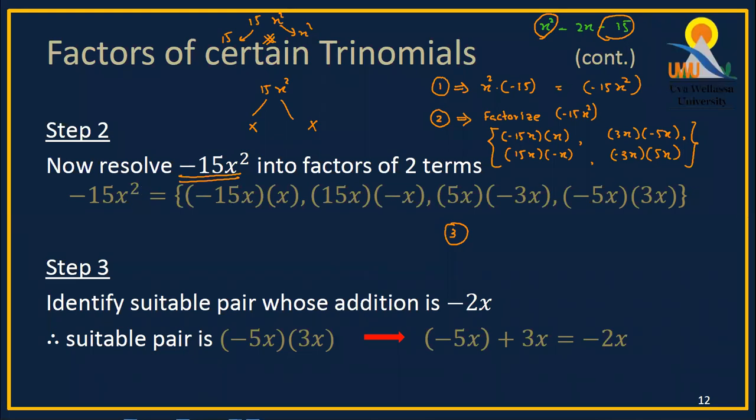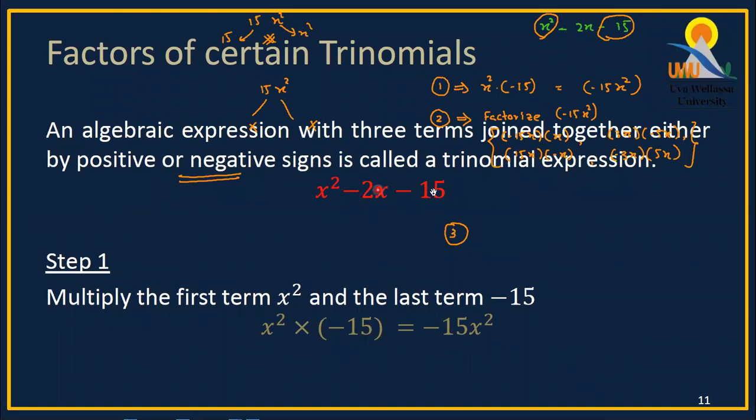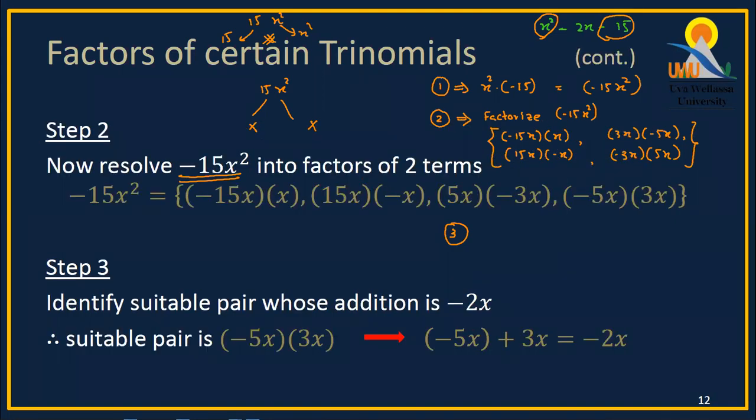if you look back to the original expression that was given to us, it is x squared minus 2x minus 15. We have already identified the factors associated with this multiplication. Now you have to pay attention to the middle term of this quadratic equation. The middle term is minus 2x. Now we have to identify the appropriate factor set which gives the addition as minus 2x.